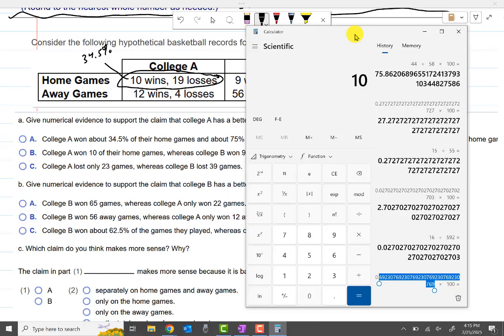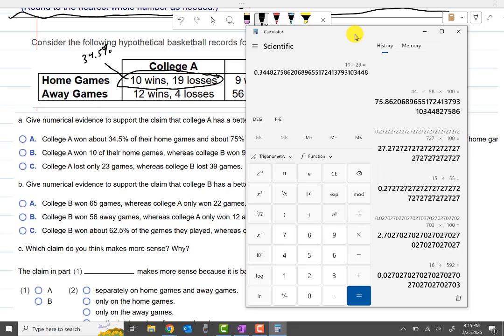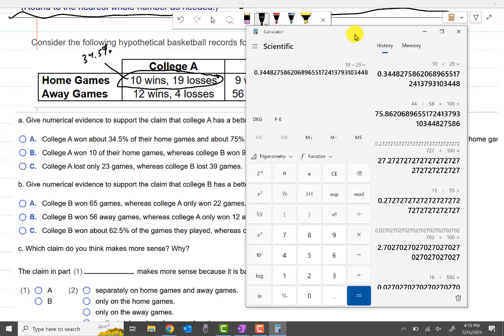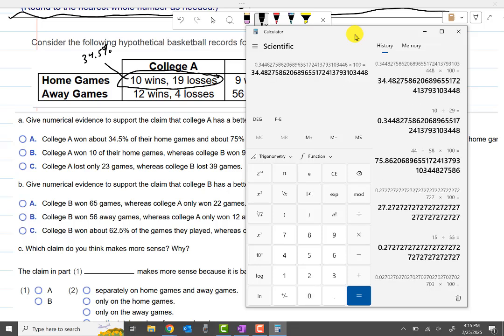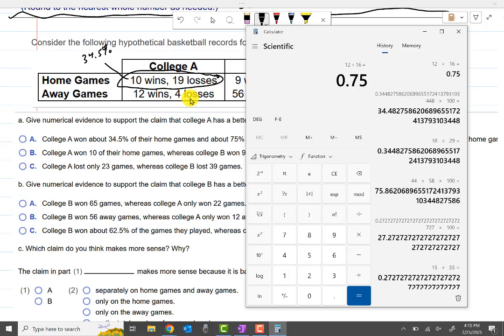So we have 10 wins divided by 29 games, and then I'll multiply by 100 to get a percent. To one decimal place, this is 34.5%. And for 12 wins and 4 losses, you get this by doing 12 divided by 16 total games, and I can tell this is going to be 75%. So those numbers are correct.